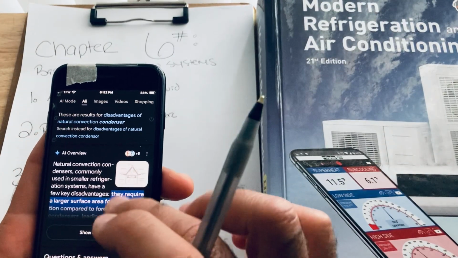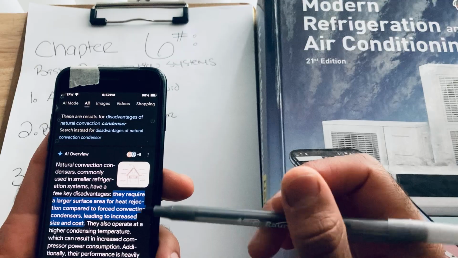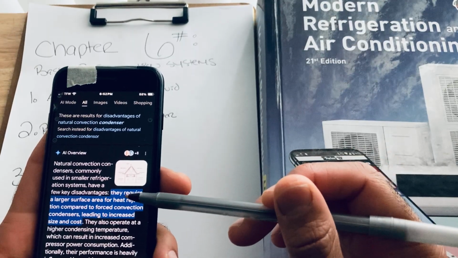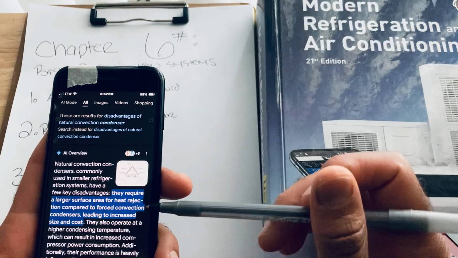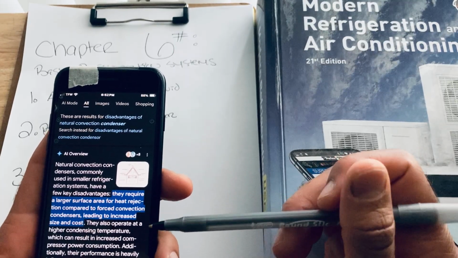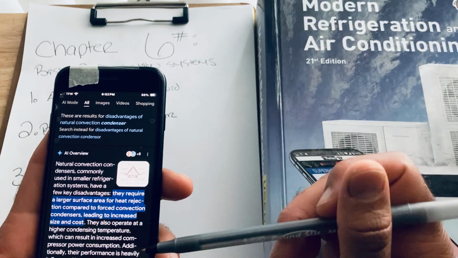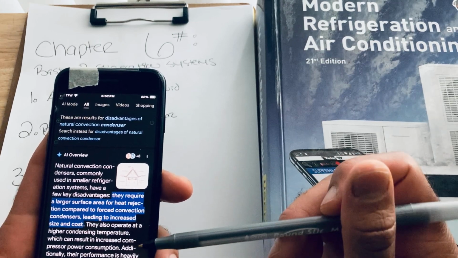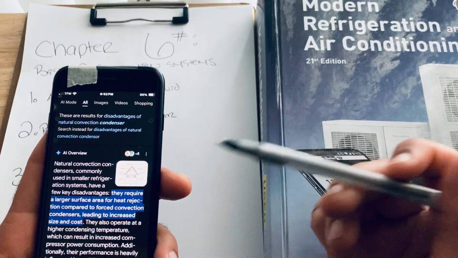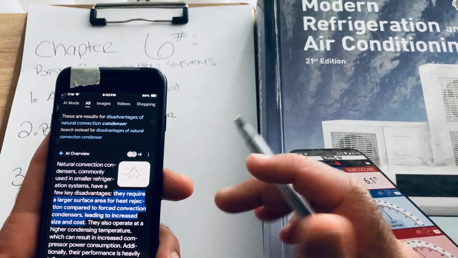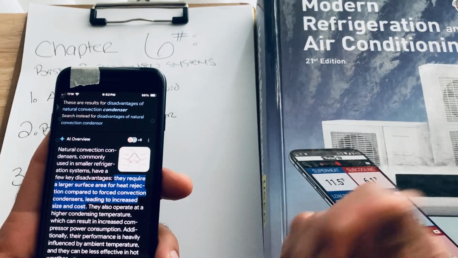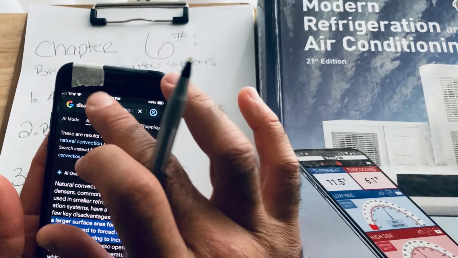Natural convection coolers commonly used in smaller refrigeration systems have a few key disadvantages. They require a larger surface area for heat rejection compared to forced convection condensers, leading to an increased size and cost. They also operate at a higher condensing temperature, which can result in increased compressor power consumption, which obviously will burn through that compressor quicker over time. Cool.